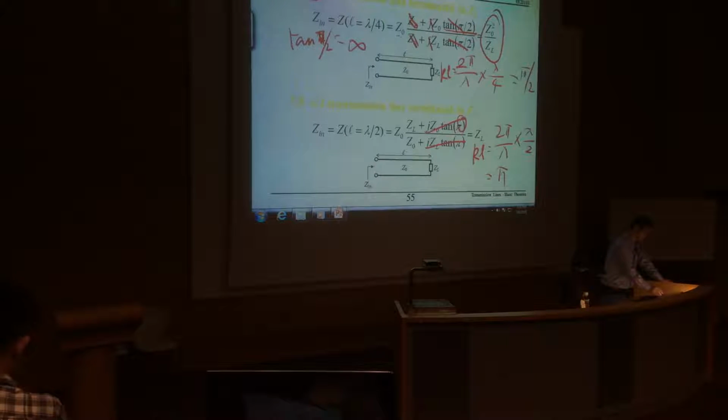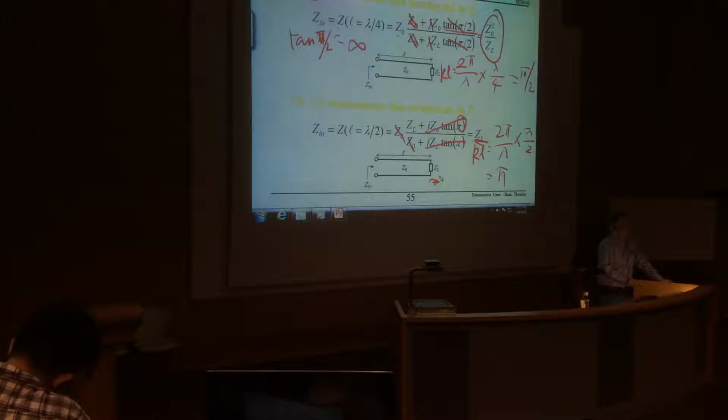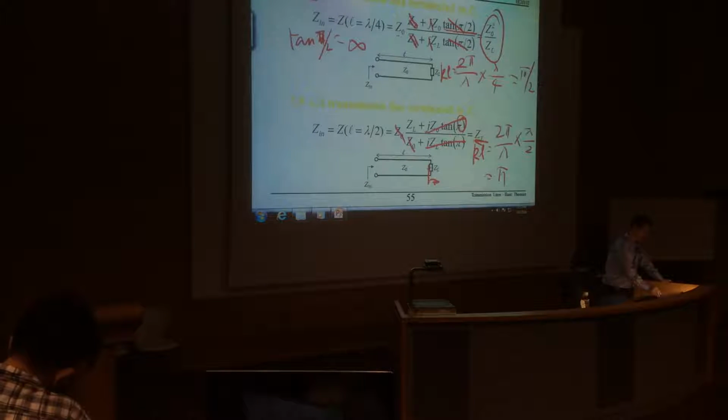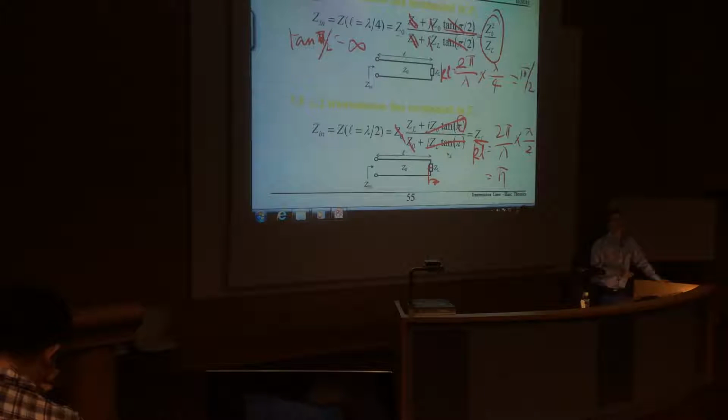Since this is 0, this term will be 0, right? Okay. It turns out this will be cancelled, and the input impedance is equal to ZL. What is ZL? It's the load impedance. What does it mean? Initially at this location, the impedance is ZL. Now, after half wavelength, you will see this ZL again. Then, for instance, we have another half wavelength.